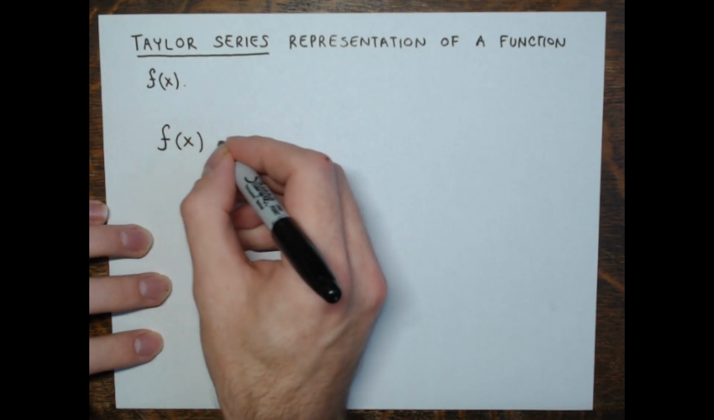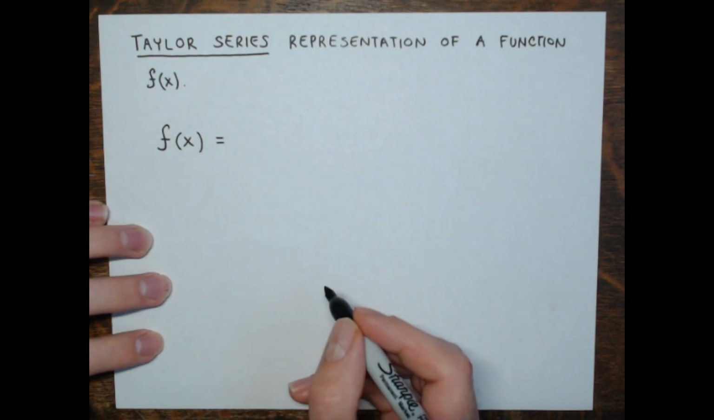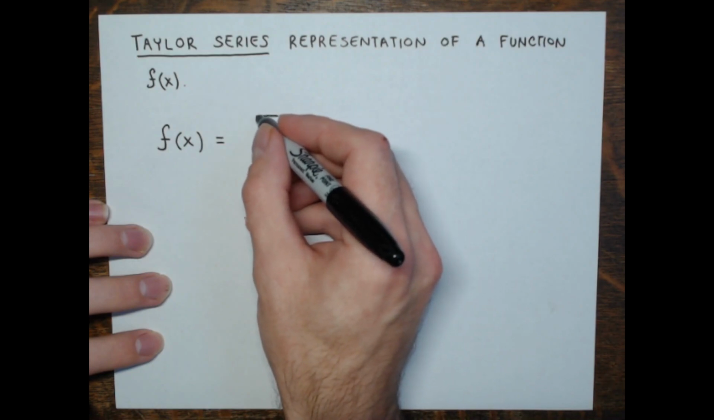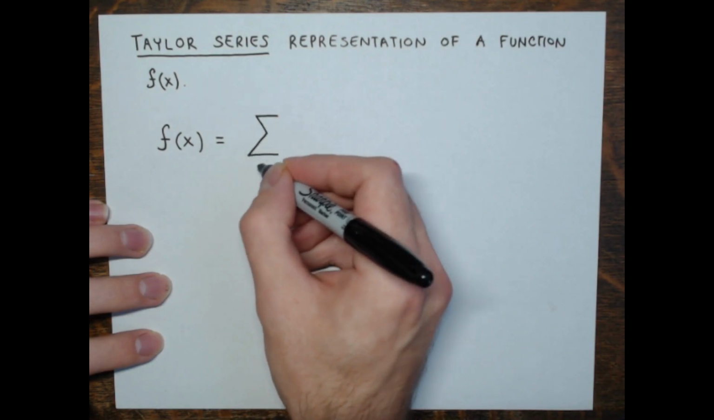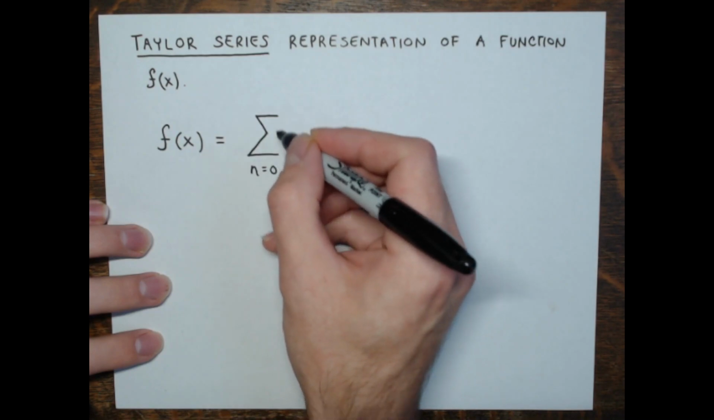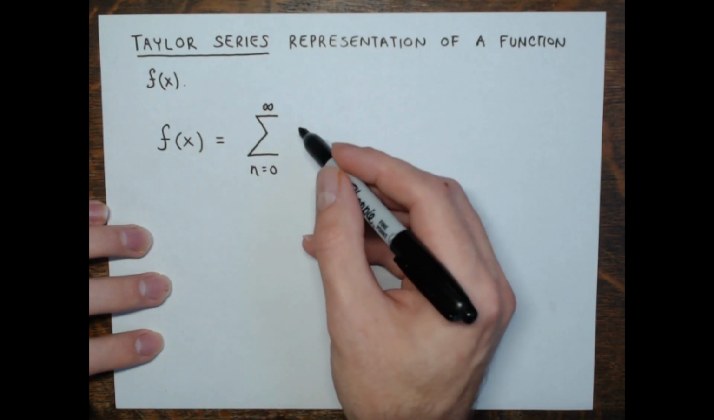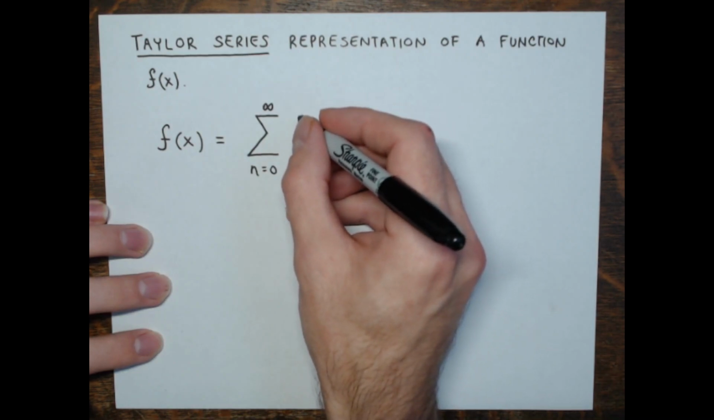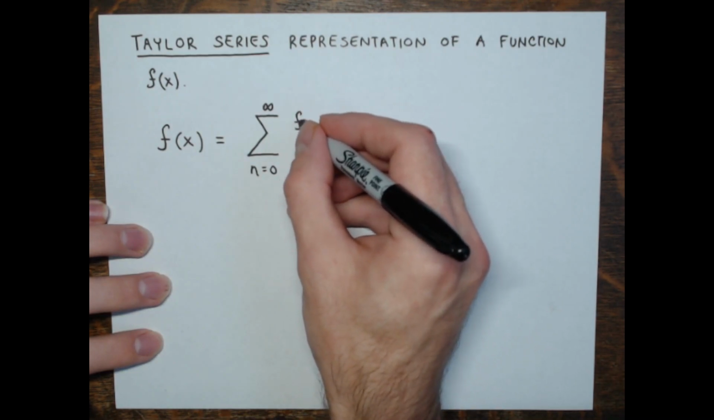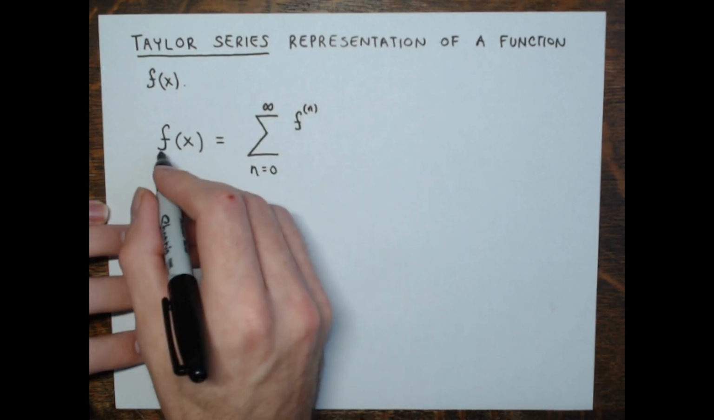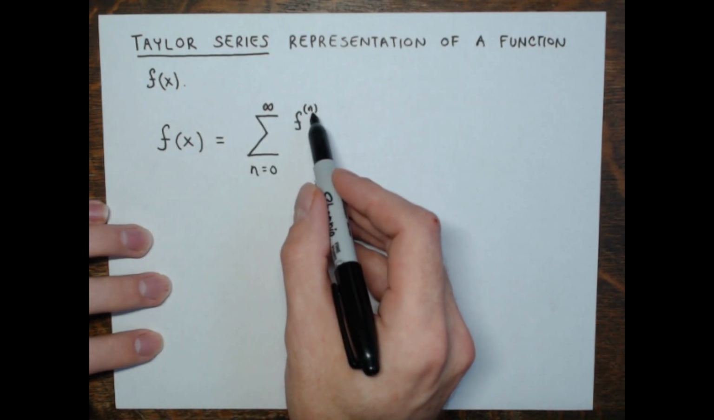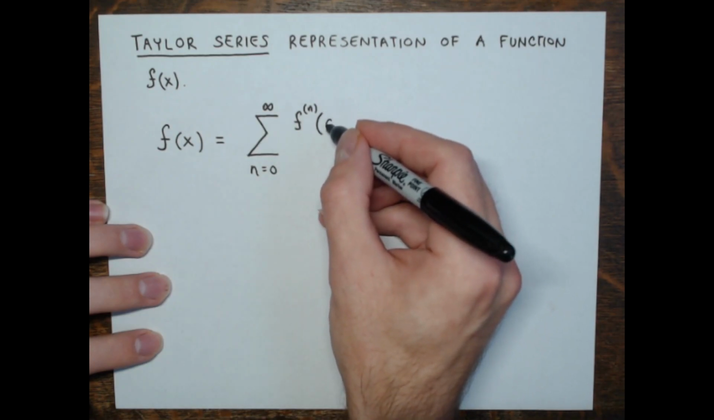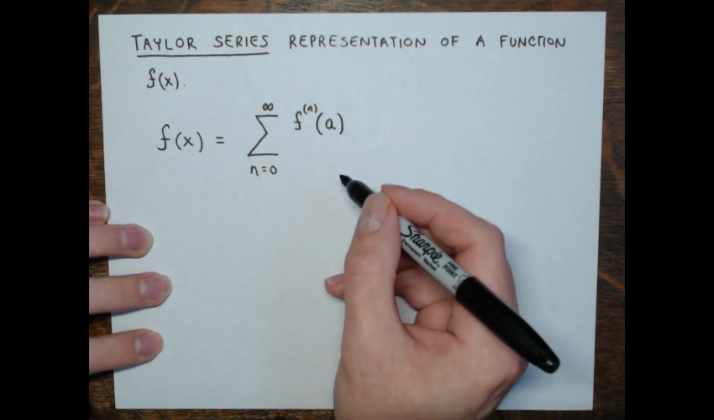So f of x should be able to be expressed as some power series in the following way. So the sum from n equals 0 to infinity. And then you have your coefficients. Now the coefficients will look like this. The value of the nth derivative of f, right? So this is the nth derivative with the little n in parentheses here, at x equals a, right?